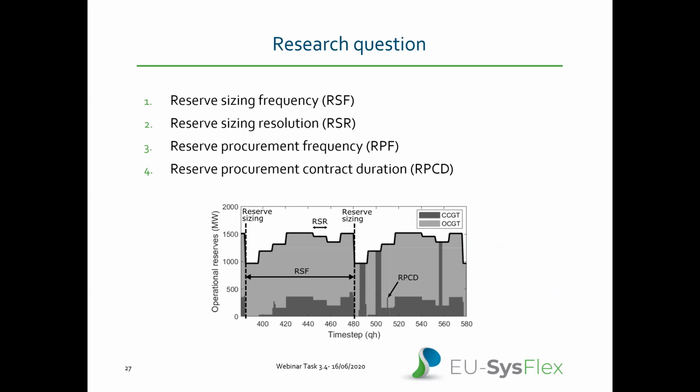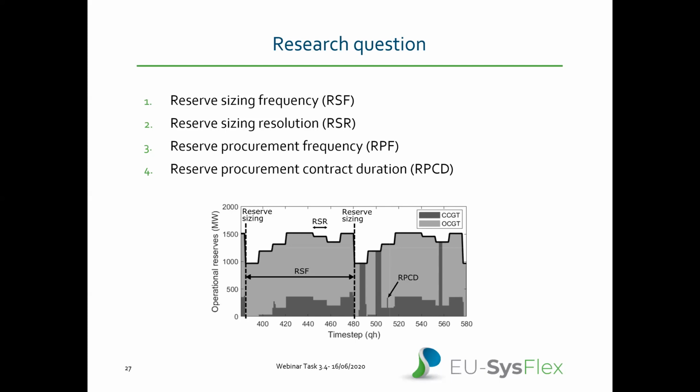The first one, number 1, is the reserve sizing frequency, and that specifies how regularly reserves are being sized. On the figure here at the bottom, which is just an example for a 2-day period, you see the reserve sizing frequency, which happens on a daily basis, meaning that every day we size the reserves for the next day. Then second is the reserve sizing resolution.